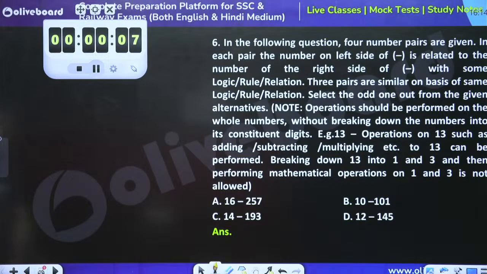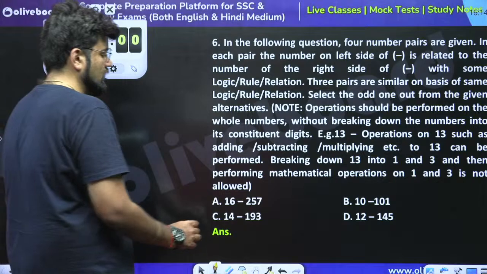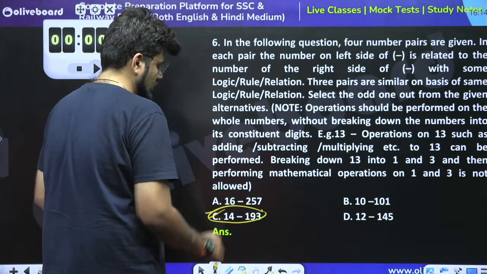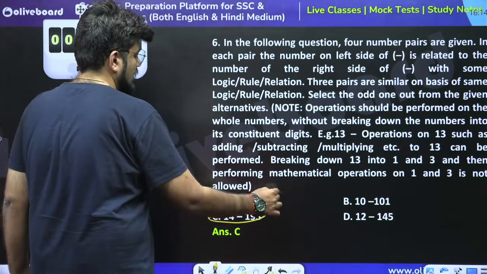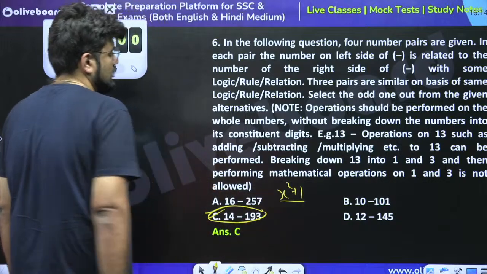Good, good. So what is happening? It's simple. 16 squared plus 1, 10 squared plus 1, 12 squared plus 1, but this is 14 squared minus 3. So option C is the odd one out. X squared plus 1 is the logic.